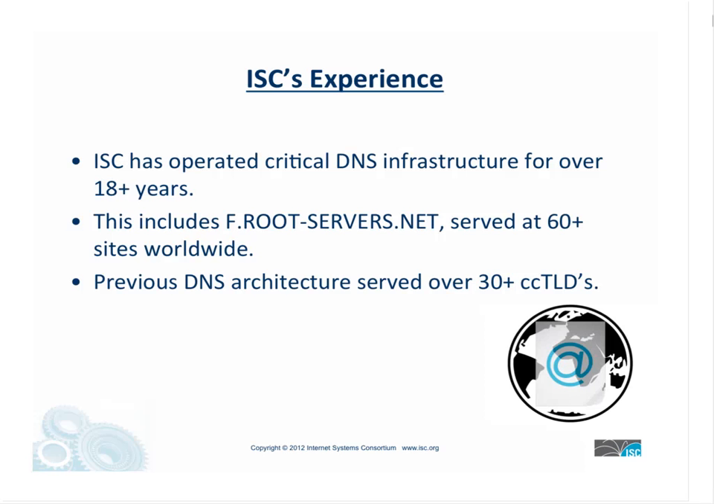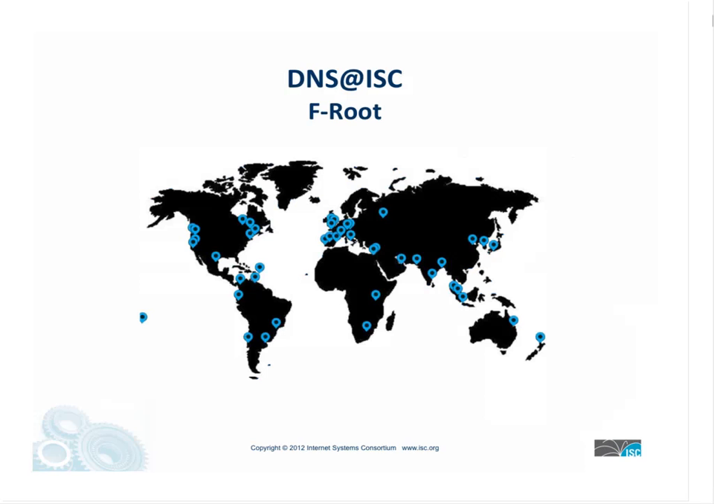ISC has also been operating f.root-servers.net, one of the 13 DNS root servers, for 18-plus years now. About a decade ago, we started anycasting the service ourselves, and now we are at almost 60 locations worldwide. You can see a map of the locations in the next slide. Now, I should mention that you see this little dot in the middle of the Pacific Ocean. That is actually a node. It's in Fiji, but Fiji is so small it doesn't actually show up on the map. But you can see we have about 60 locations worldwide.